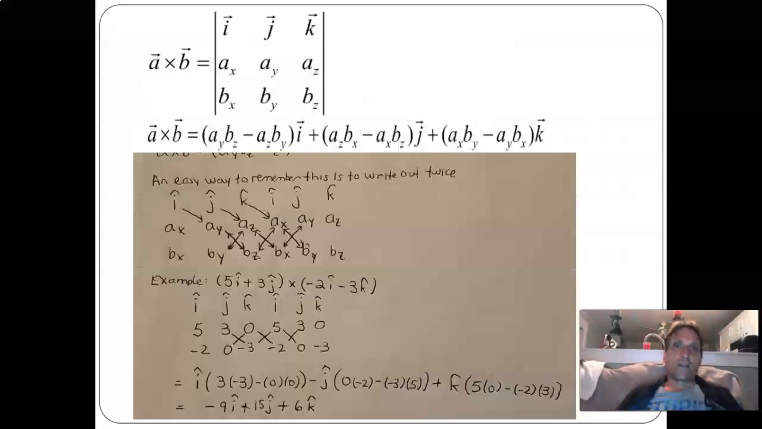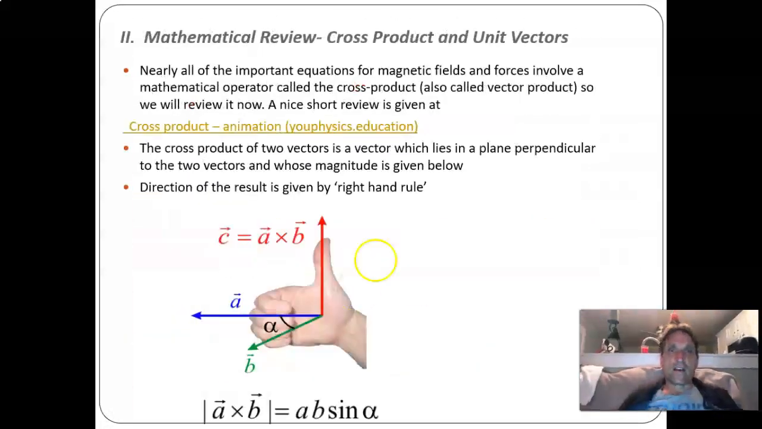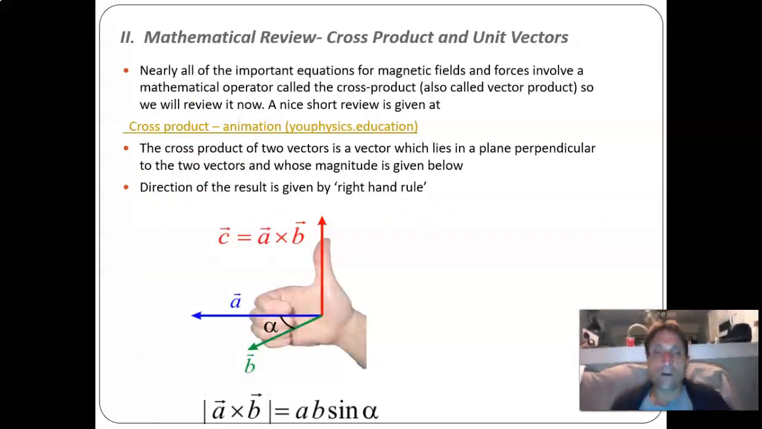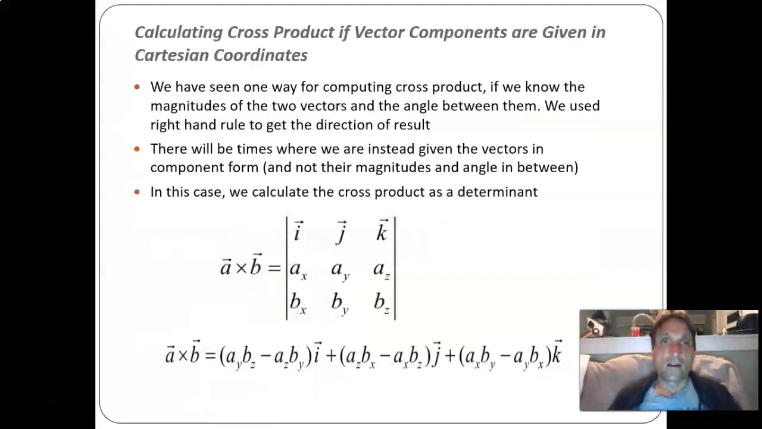So work on a couple of these examples and take a look at this cross product tutorial. It only takes 5 minutes to read. Stop by office hours if you have any questions about that.